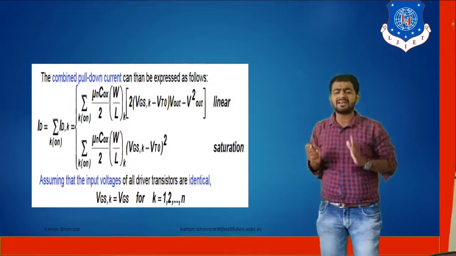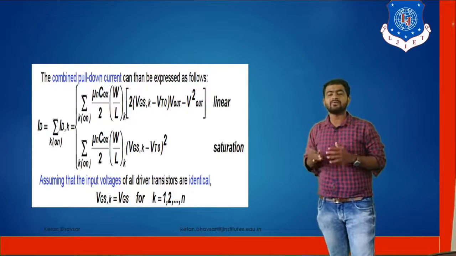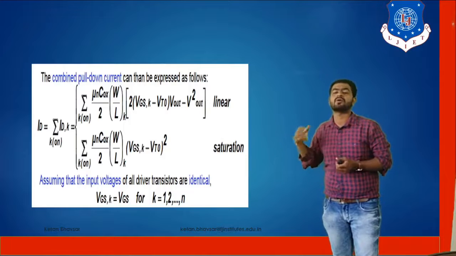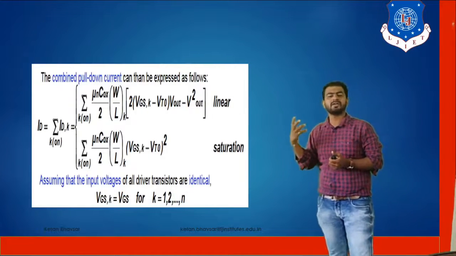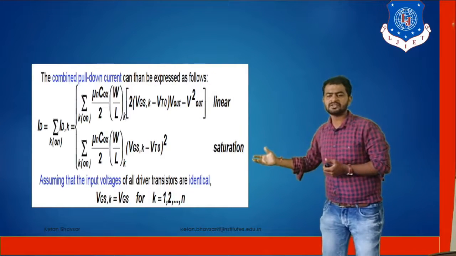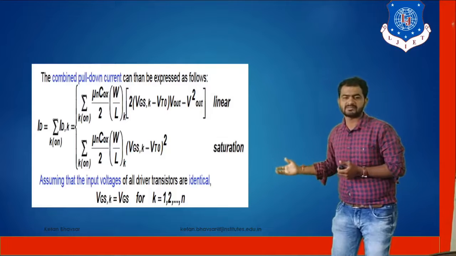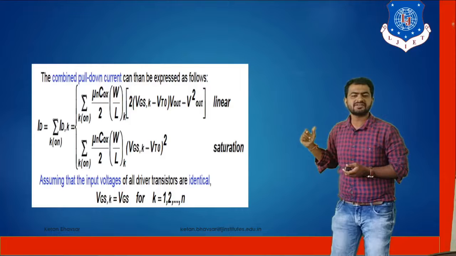The reason is very clear. Why are we taking the summation term? Because the summation term plays a main role when we are focusing on a larger number of inputs. So we are taking the summation part because we have more inputs, right? Similarly for saturation, the summation over k of mu n Cox by 2, W by L, (VGS k minus VTO) whole square, for the saturation region.